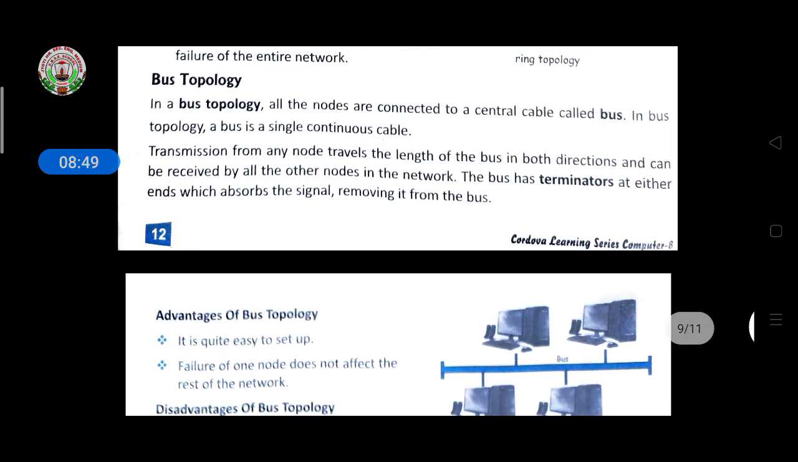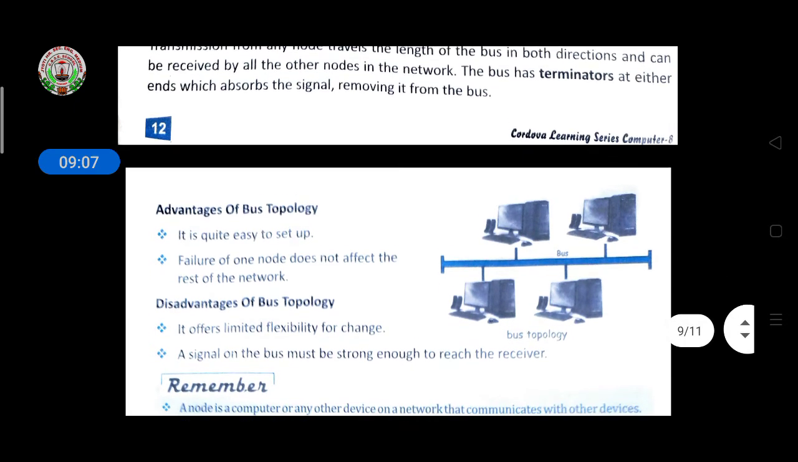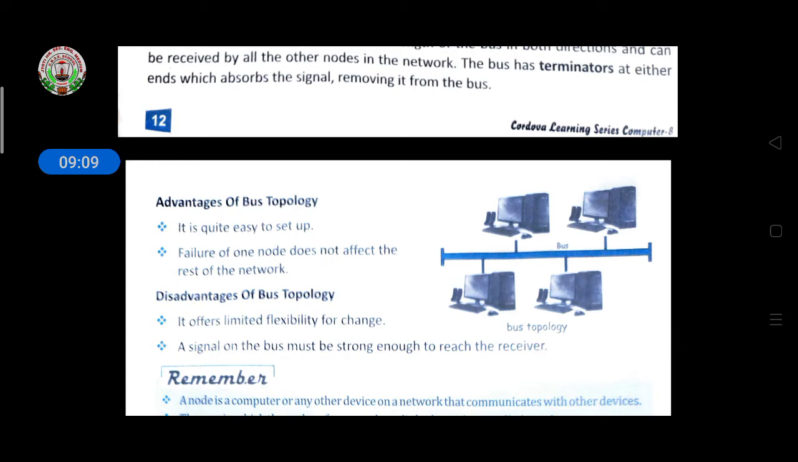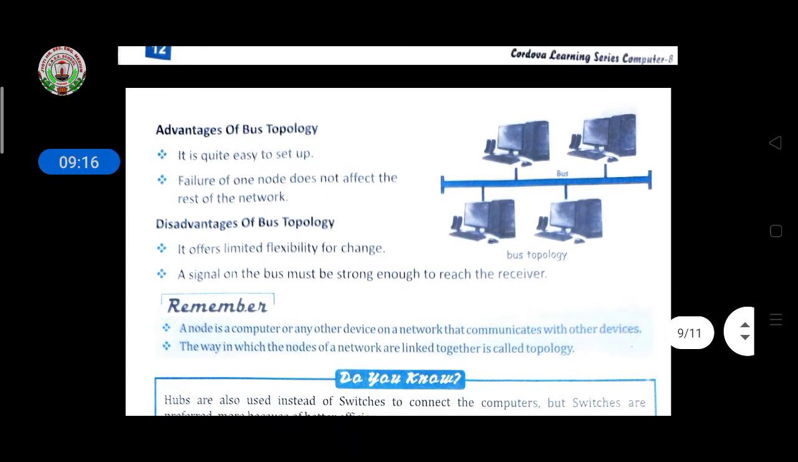Then bus topology. In a bus topology, all the nodes are connected to a central cable called the bus. In bus topology, the bus is a single continuous cable. Transmission from one node travels the length of the bus in both directions and can be received by the other nodes. The advantages of bus topology: it is quite easy to set up, and failure of one node does not affect the rest of the network. So these are the advantages.